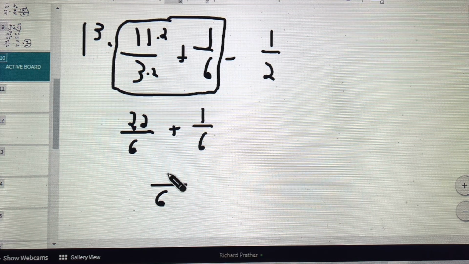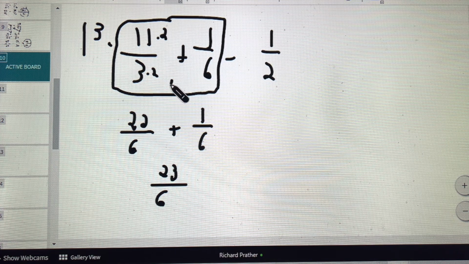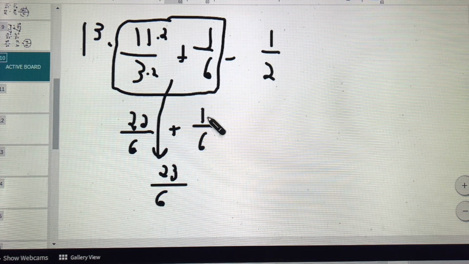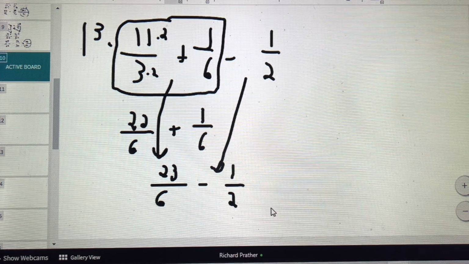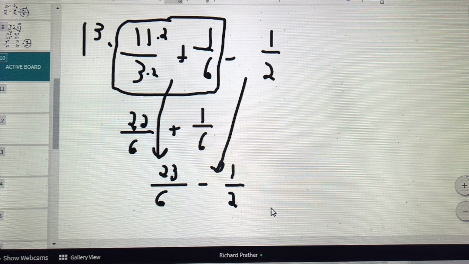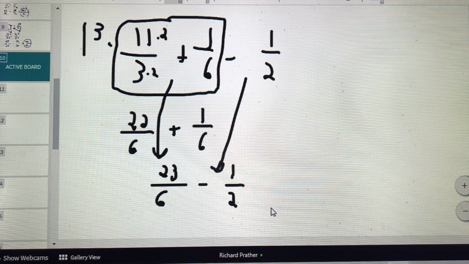And 22 plus 1 is 23. So if this box was the whole problem, the answer would be 23 over 6. Now just bring this down. Start all over again. Now it's like you have a whole new problem, like the last handful of problems. And just like the original problem, this one, 2 can be multiplied by something to make 6.